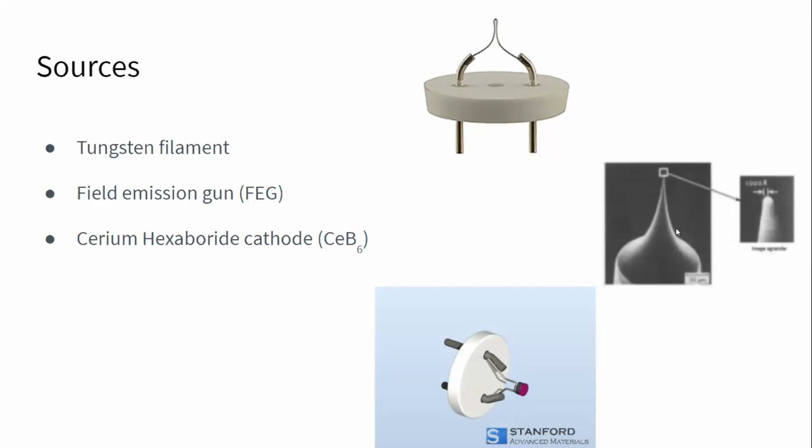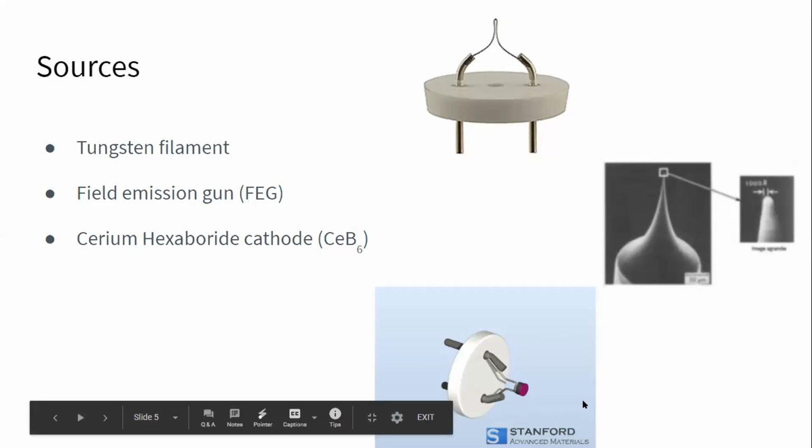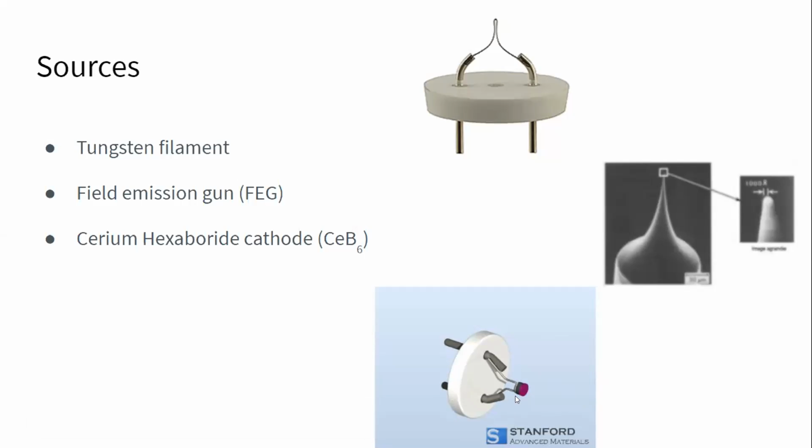And then this one in the middle is the field emission gun. This is the best choice for SEM because it generates a really high resolution, but it's really pricey. And then this last one, the cerium hexaboride cathode, shown at the bottom, is really bright. So it's like 10 times brighter than the tungsten filament. And it also lasts 15 times longer. So it's used in a lot of instruments too.